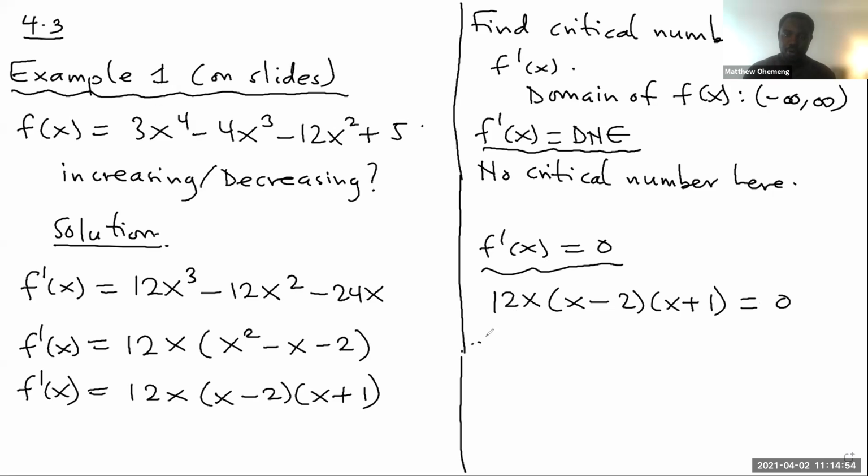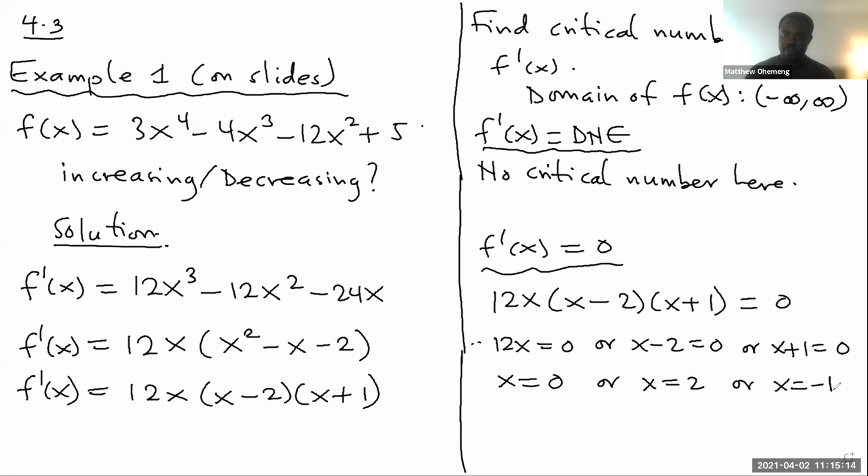Okay. Now moving on, we have three factors being equal to 0. So either 12x equal to 0, or x minus 2 equal to 0, or x plus 1 equal to 0, right? With the first one, you get x equal to 0. For the second one, you get x equal to 2. And with the third one, you get x equal to -1. Since we didn't get any critical points from the first condition, the critical numbers are 0, 2, and -1. We got them all from the second condition.